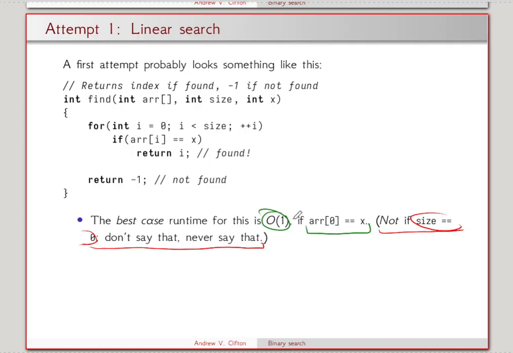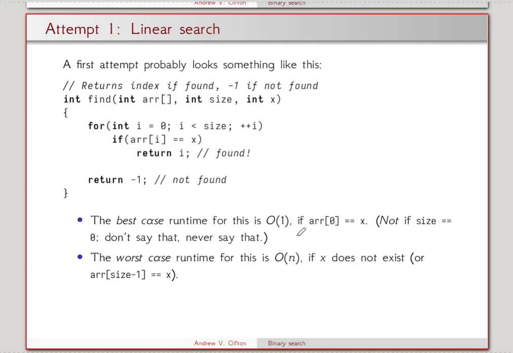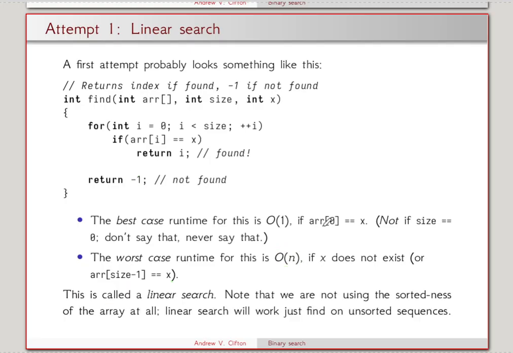Okay, so that's our best case runtime. If when i is 0 we find x and we return 0, sweet. We're done with basically one iteration of the loop. The worst case runtime is if we can't find it, or if we find it really close to the end, like in the last element. Then the loop runs n times, and the total runtime is O of n. So best case is O of 1, worst case is O of n.